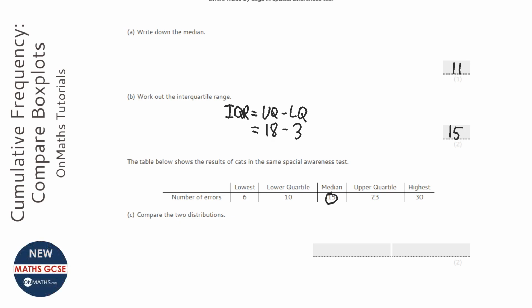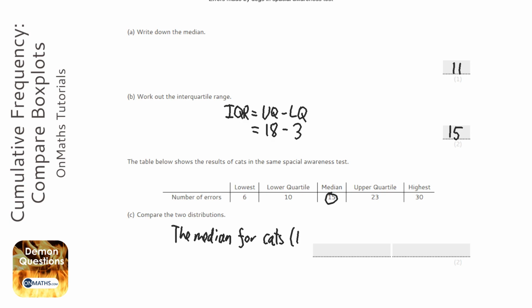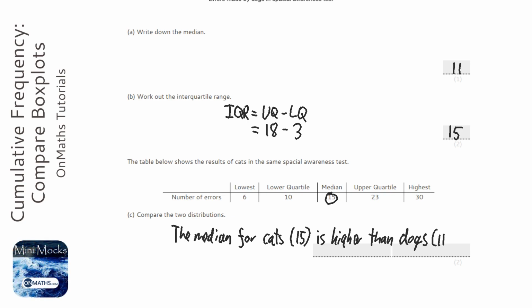So you need to write a sentence saying that the median for cats, which was 15, is higher than dogs, which is 11. So always state the values. Now you can also say on average they're higher because the median is 15 for the cats and only 11 for the dogs. As long as you're comparing the medians and saying which one's higher, or maybe they're the same.